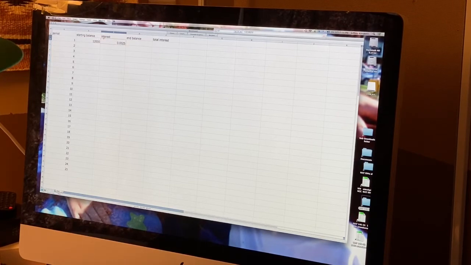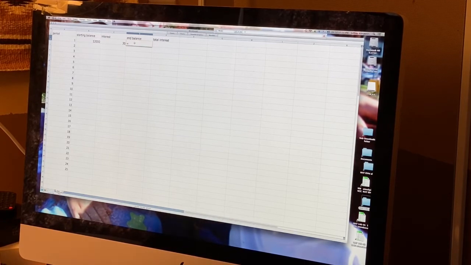I didn't multiply it yet. I need to multiply it by my starting balance, which is this $12,000. And there's $30. So now I want to see something else here. What's the ending balance? At the end of that time, how much money am I entitled to? I should get my principal back, and I should get that $30.